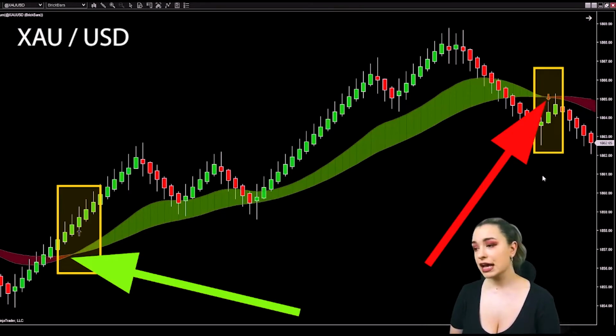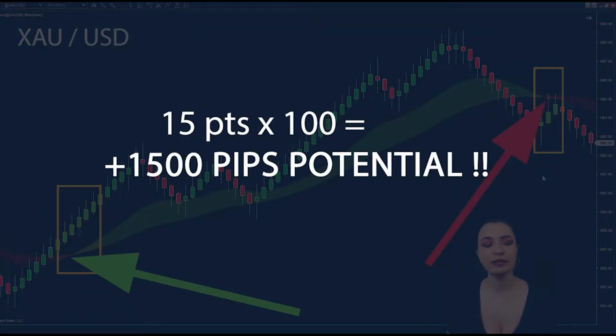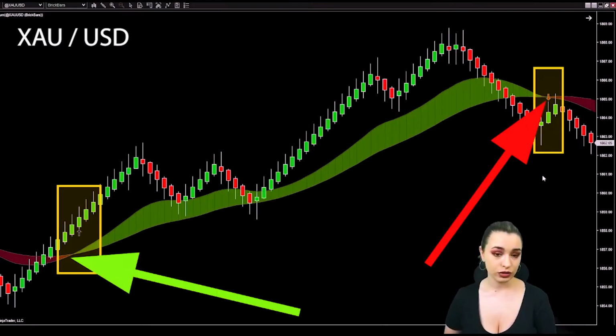Now, 15 points, as you know already, are not pips. In order to get your pips, you need to multiply your points by 100. So if you actually do the math behind it, you would be left with a really intense potential of 1500 pips in one trade of less than 2 hours on the gold forex trading market. And I'm just talking about this trend that you're seeing on the screen here.